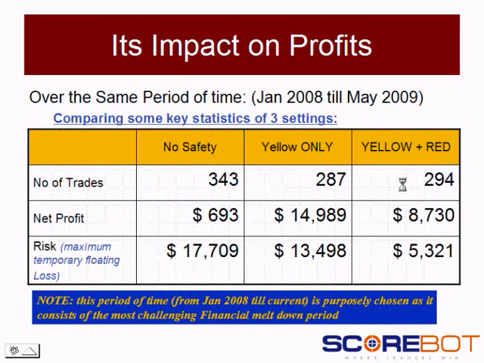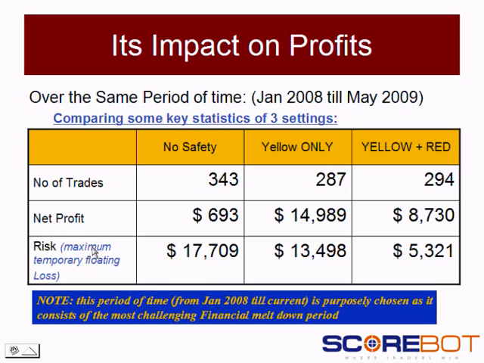Here, totally no safety feature. The number of trades, 343. Because of that major adjustment, without the safety zone, it collects only a 693 or about $700 of net profit. At the worst point of time, which is the maximum temporary floating loss, not your real recognized loss but a floating loss, was 17,000. Now this is a good measure of your risk at the worst position.